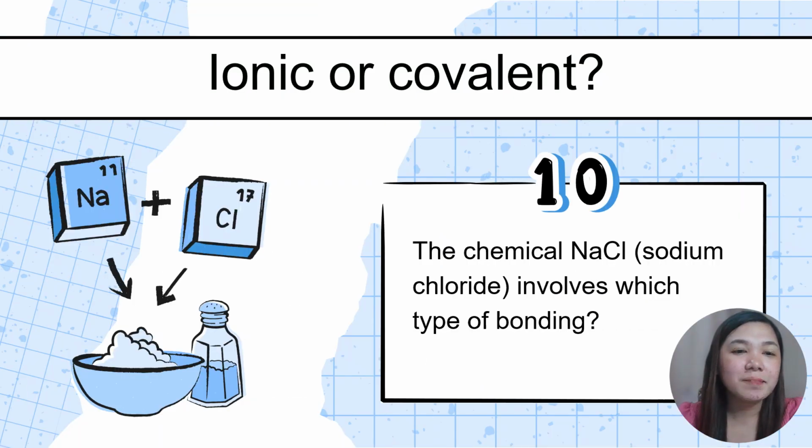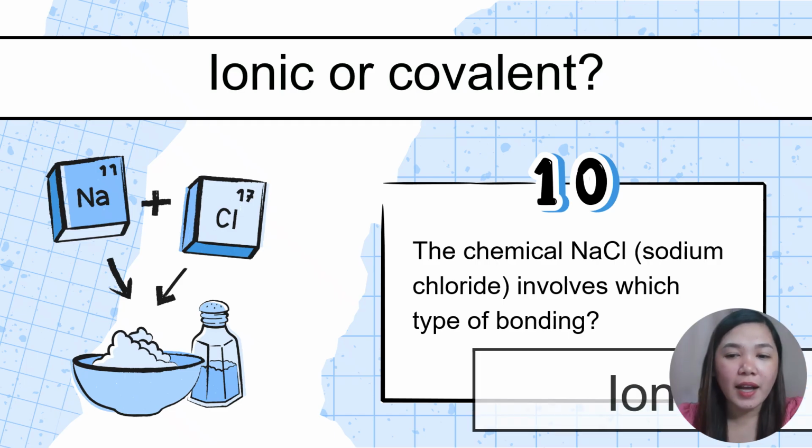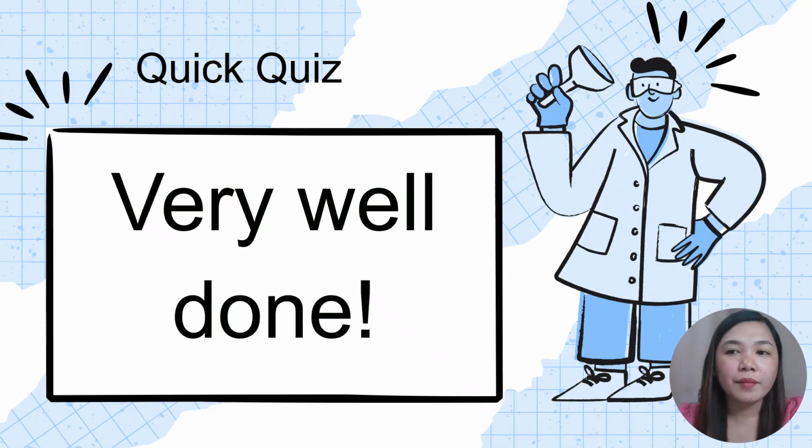And last item, item number 10, the chemical NaCl or sodium chloride involves which type of bonding? Answer is ionic bonding. Very good. So, very well done, everyone. I hope you can answer now our last exercise.